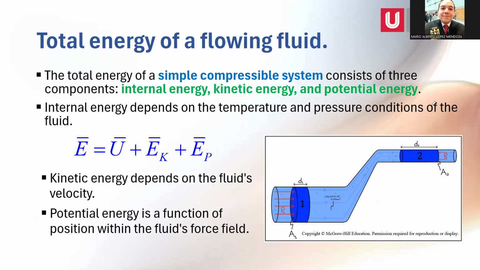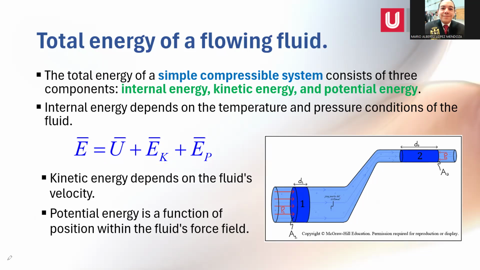So if we include these three components in an equation, we usually use a specific energy, it means energy per mass unit. And we can define this specific energy for each simple compressible system as the summation of the internal energy, the kinetic energy, and the potential one.